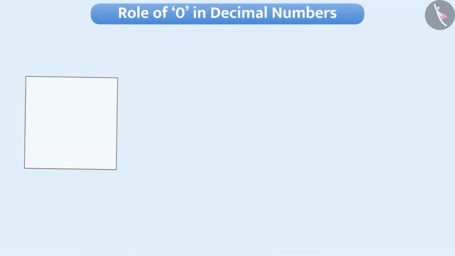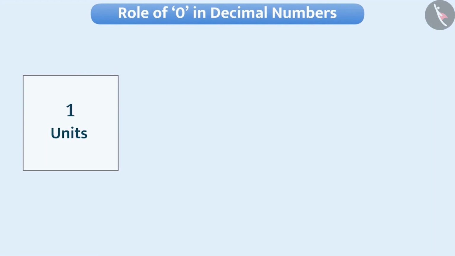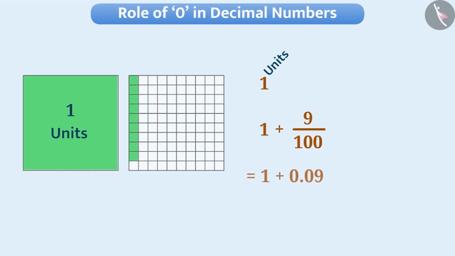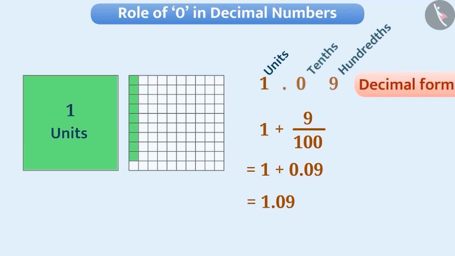Suppose we consider a large square as 1 unit. Then, how will we represent the decimal form if we consider one whole square and consider 9 parts out of 100 parts of a whole square? Pause the video and think about it. 1 square means 1 unit, so we will write 1 in units place. Here, another square is divided into 100 parts and 9 parts are taken from it. So, we can say that along with 1 unit, there are 9 hundredths, which is represented in decimal form as 1.09.